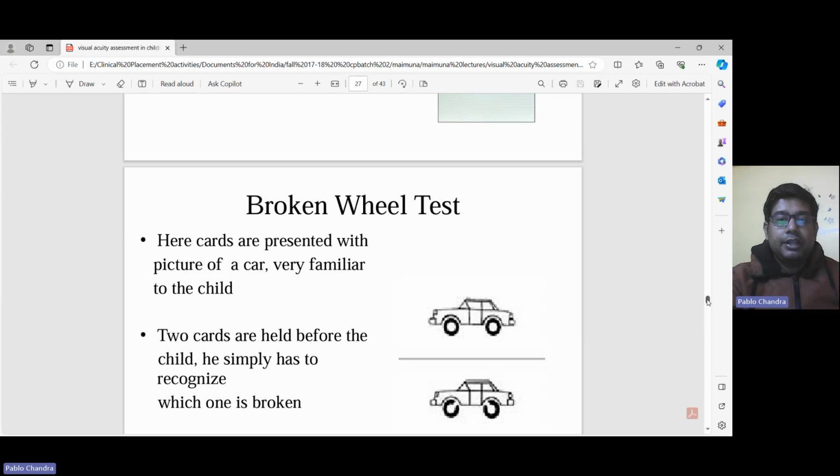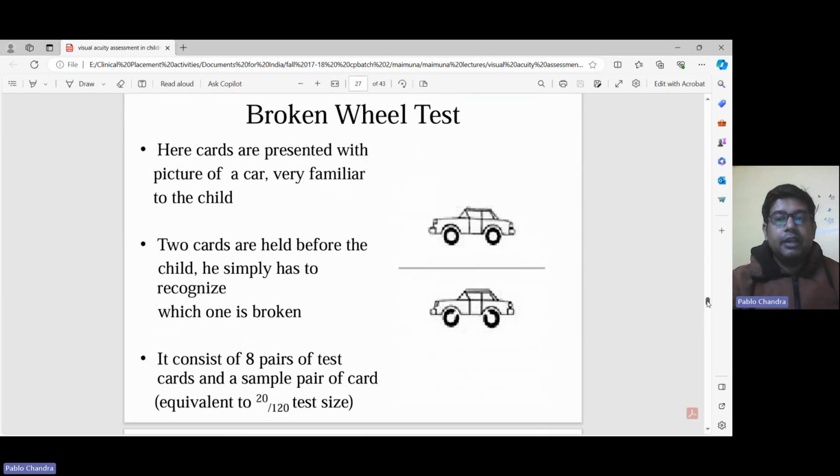Next is the broken wheel test. In the broken wheel test, the patient again has to understand. In the two pictures you can see which one is broken, and the patient has to identify. If the patient can identify that this wheel is broken, then it's good.